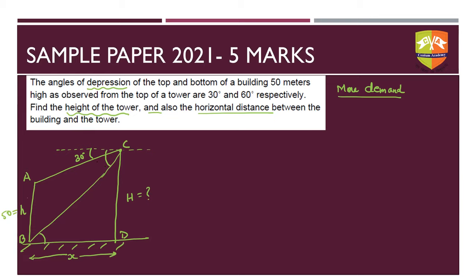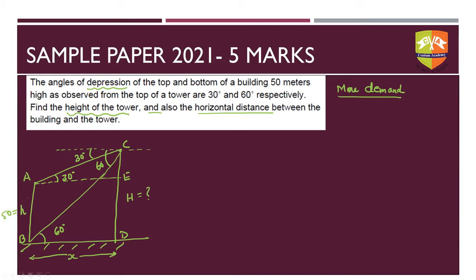This one is 60 degrees. So mention that there. Draw this perpendicular, let's say E. Then this angle is 60 degrees and this angle is 30 degrees. That is what the diagram is all about. Now you have to find out X and capital H.